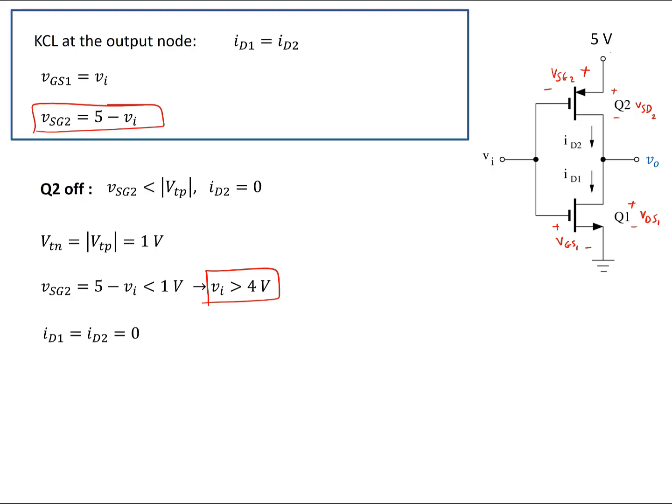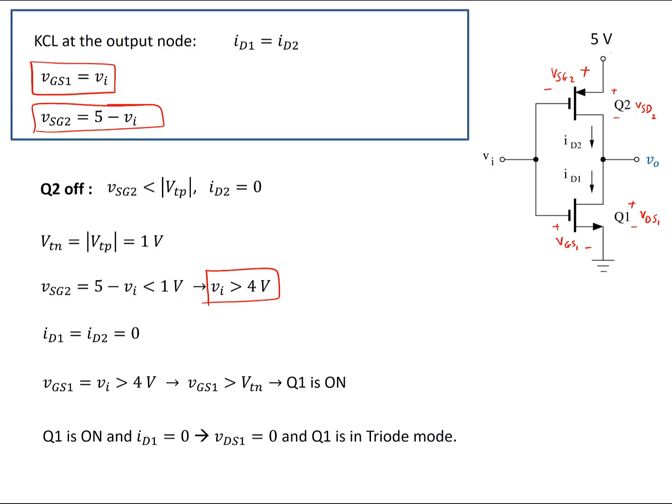I know that the drain currents of PMOS and NMOS are equal, and when ID2 is 0, ID1 is also going to be 0. Also, I have this KVL, VGS1 is equal to VI. When VI is greater than 4 volts, that means VGS1 is also greater than 4 volts, which means VGS1 is already greater than the threshold voltage of the NMOS transistor, 1 volt. As a result, Q1 is on. Just like before, Q1 is on with a 0 drain current. That means VDS1 is equal to 0 and Q1 is in the triode mode.